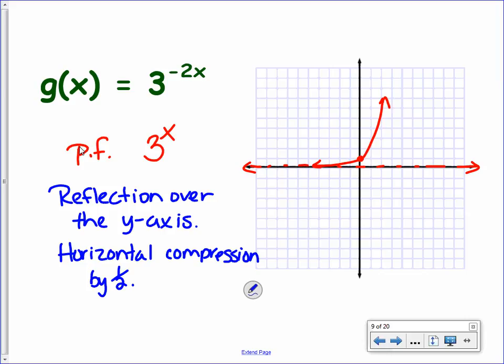Okay, so we're going to flip it over the y-axis, so it's now going to be decreasing instead of increasing, and we're going to horizontally compress it by 1/2. So if you think of walls closing in on it horizontally, the graph is going to move closer to the y-axis. Okay, so we're just going to make it a little bit closer to the y-axis compared to our parent function. And because we're not shifting it up or down, it's not going to change the HA.